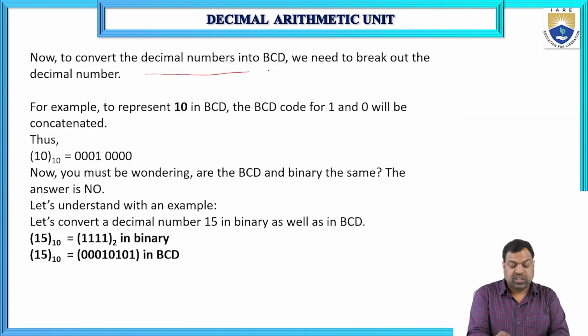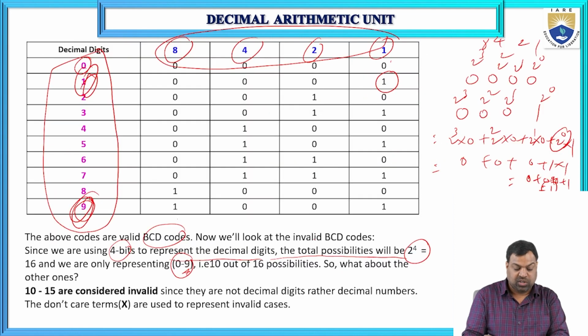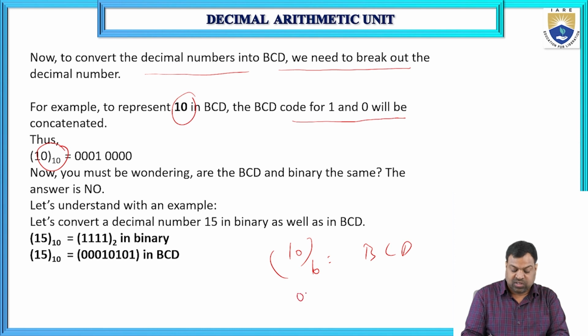Now we are converting a decimal number into BCD. We need to break out the decimal number into digits. For example, I am taking 10 in BCD, where 1 and 0 are concatenated. So 10 base 10 is the value I have to convert to BCD. BCD means how many bits are possible? 4 bits I have to take. So what is the value of 1?